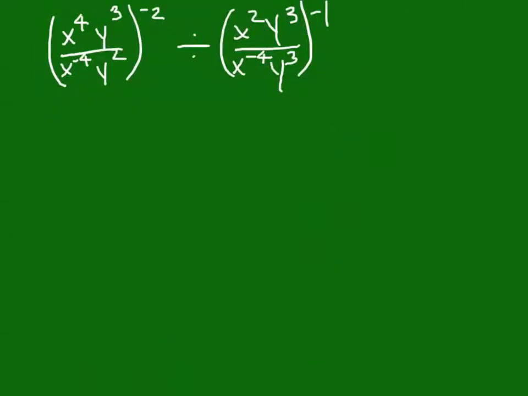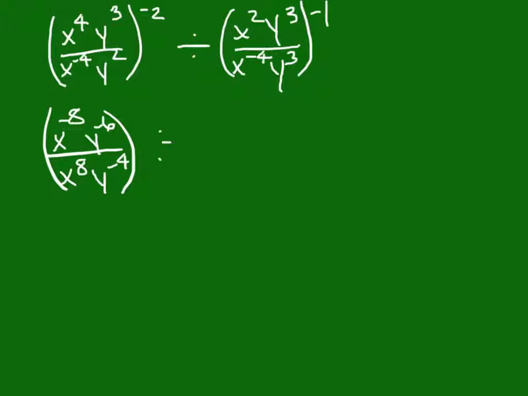So we have x to the 4th y cubed over x to the negative 4th y squared, all to the negative second power, divided by x squared y cubed over x to the negative 4th y cubed, all to the negative first. So simplify what's in the first set by multiplying everything to the negative second power. So x to the 4th to the negative second power becomes x to the negative 8th. Y cubed to the negative second power becomes y to the negative 6th. Over x to the negative 4th to the negative second power becomes x to the 8th. And y squared to the negative second power becomes y to the negative 4th.